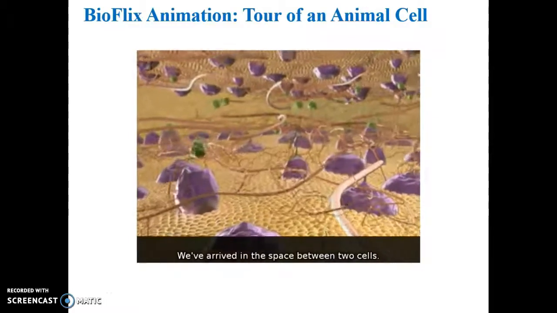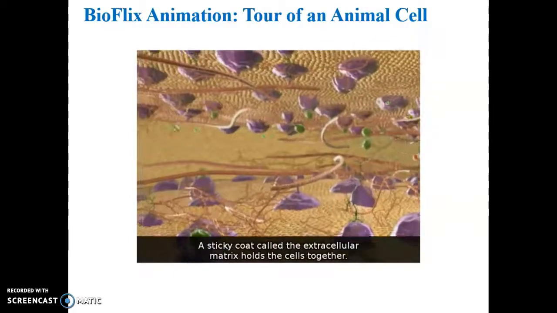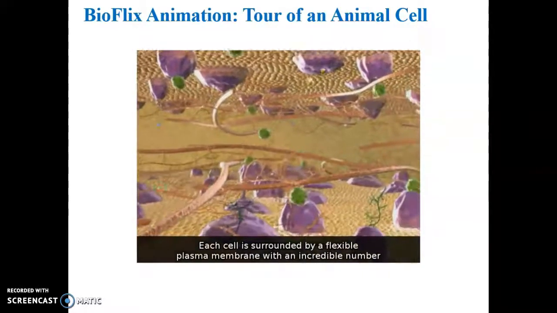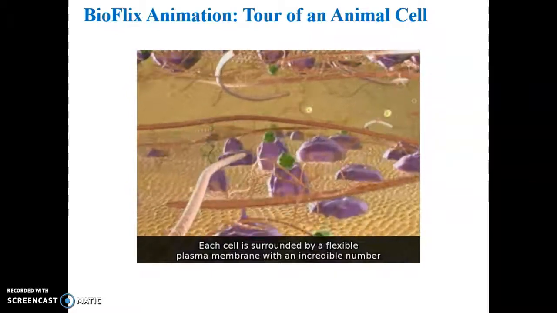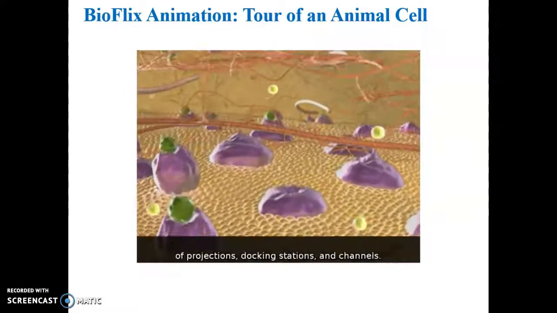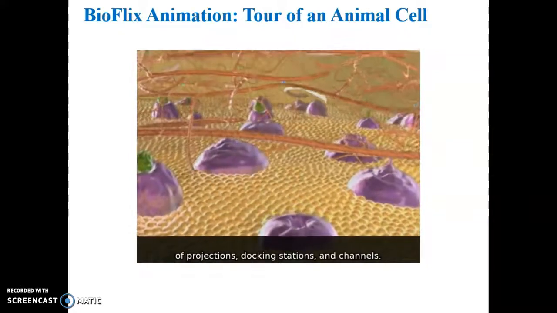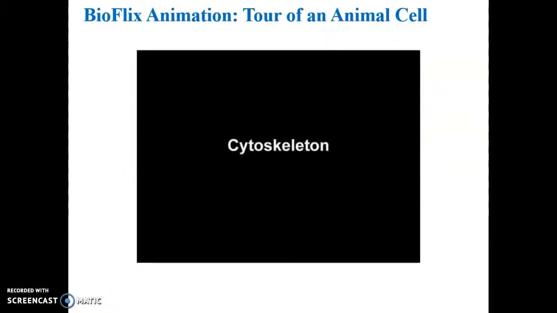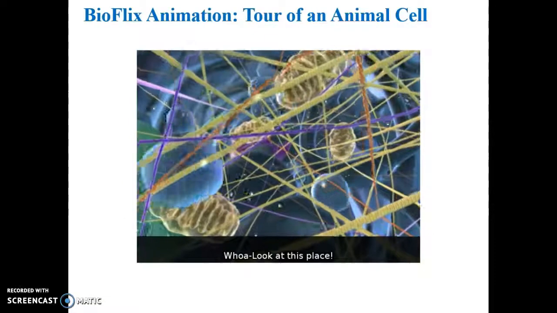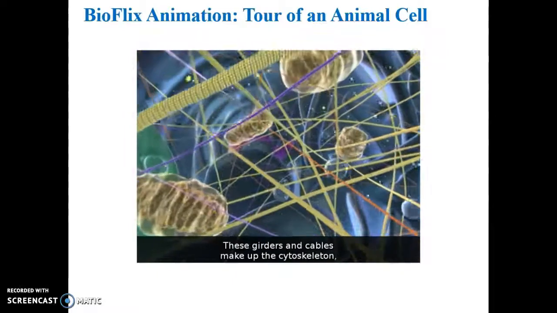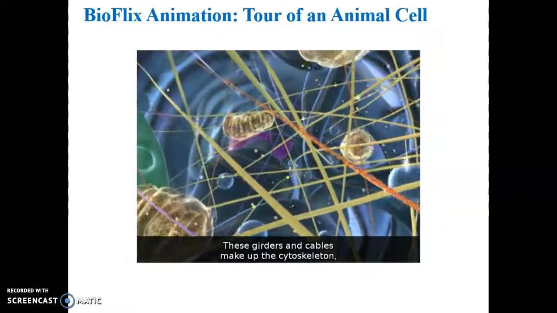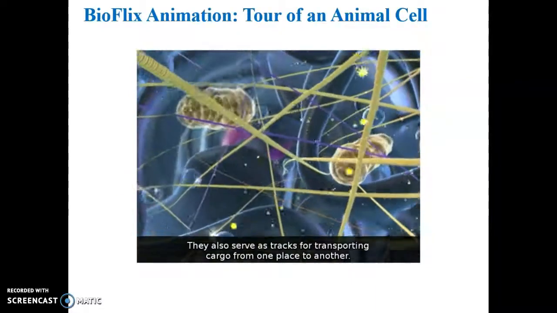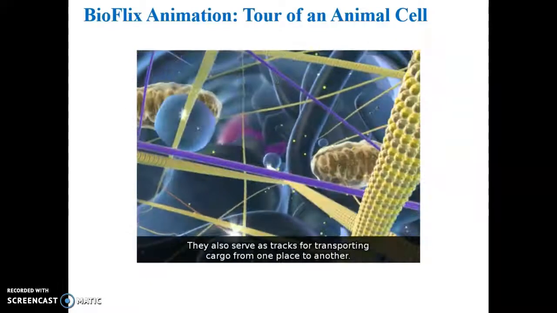We've arrived in the space between two cells. A sticky coat called the extracellular matrix holds the cells together. Each cell is surrounded by a flexible plasma membrane with an incredible number of projections, docking stations, and channels. Let's dive into one of these channels to enter a cell. Whoa, look at this place. These girders and cables make up the cytoskeleton, the structural framework of the cell. They also serve as tracks for transporting cargo from one place to another.